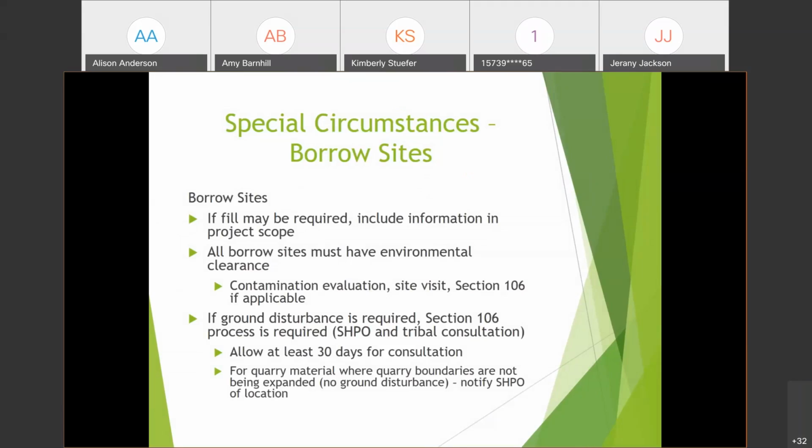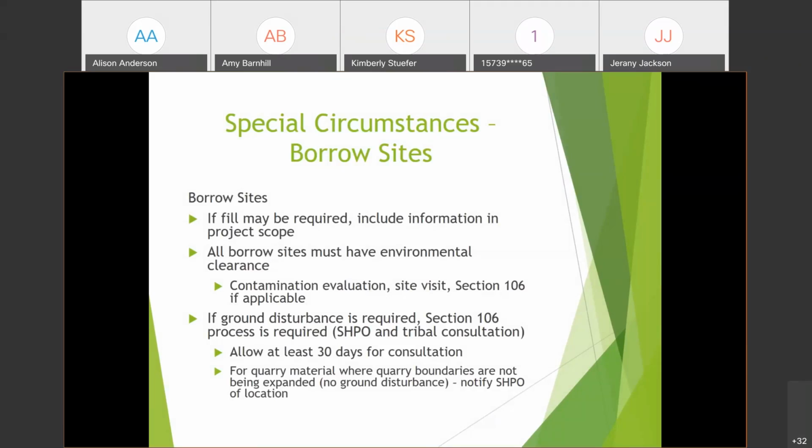Another special circumstance would be borrow sites. If fill is required, it needs to be included in the original project scope. All borrow sites must have environmental clearance, and that would mean a site visit, a Section 106 if applicable, and a contamination and evaluation worksheet.